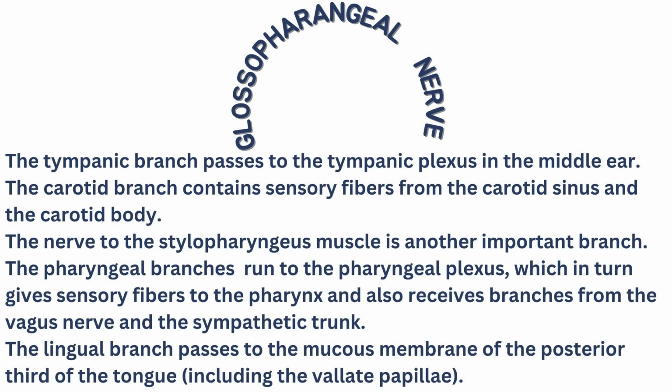Branches of glossopharyngeal nerve: the tympanic branch, the carotid branch, the nerve to the stylopharyngeus muscle, the pharyngeal branches, and the lingual branches that pass to the mucous membrane of the posterior third of the tongue, including the vallate papillae.